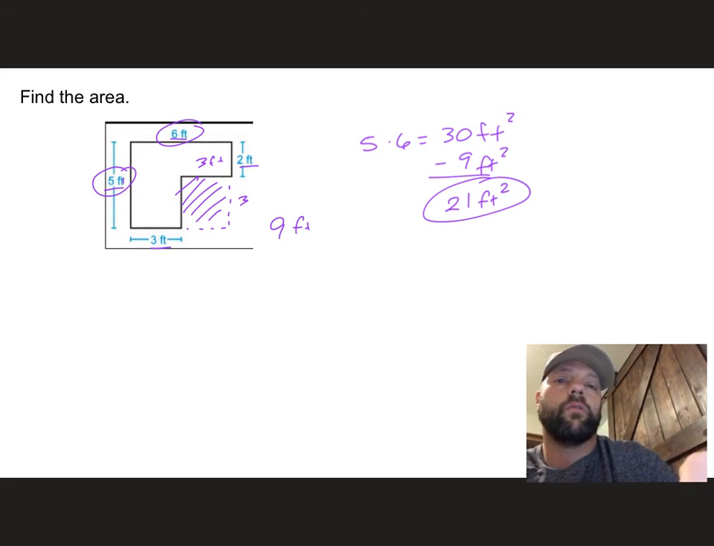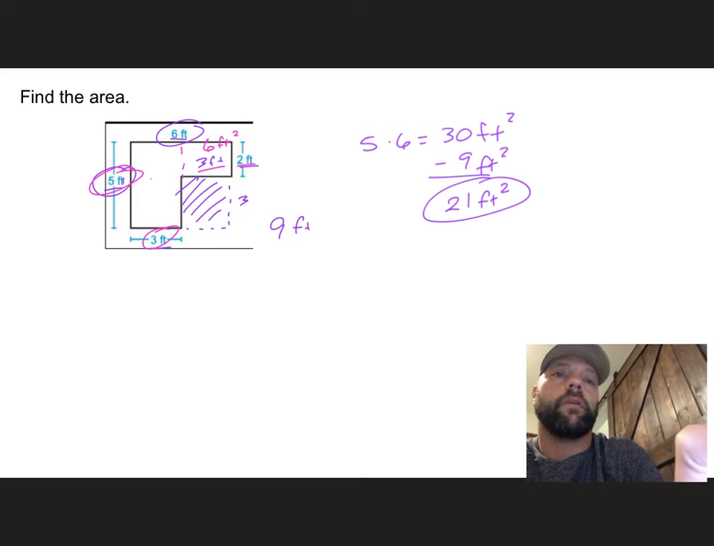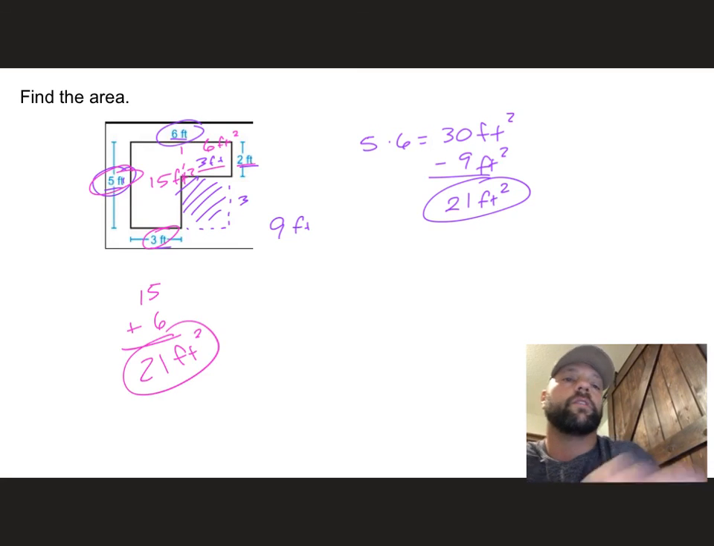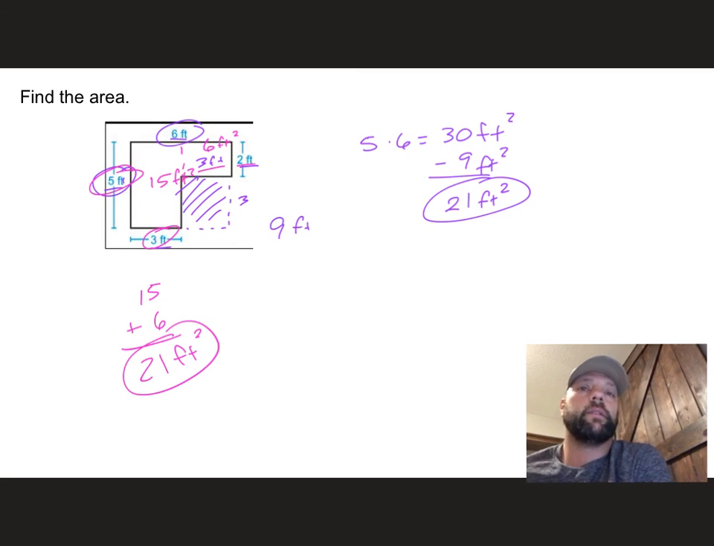Okay? So if I go back and do it the other way, where I'm going to split it up here. So if I split it right there, I again end up with a 3 foot by 2 foot piece. So this is going to be 6 feet squared. And then I have my height of 5, my base of 3, which is 15 feet squared. So 15 plus 6 brings me to 21 feet squared. So it didn't matter which route I went to get my answer, I was still able to get the exact same answer.